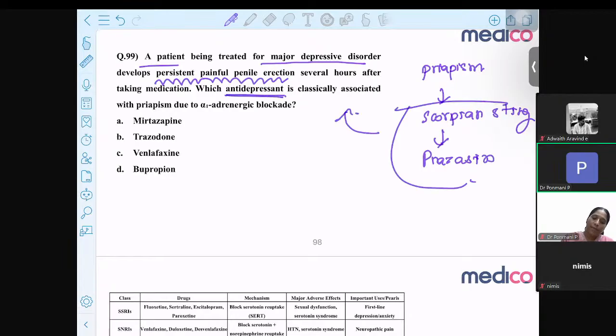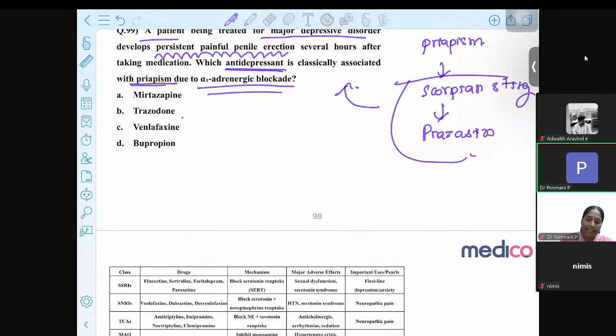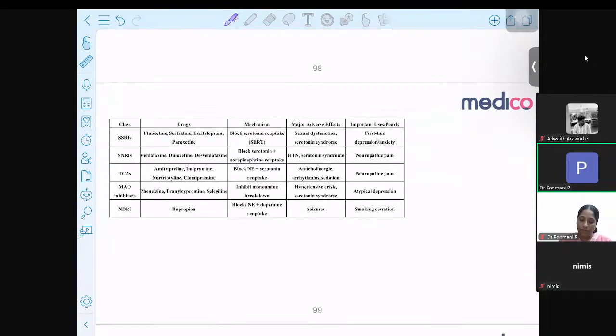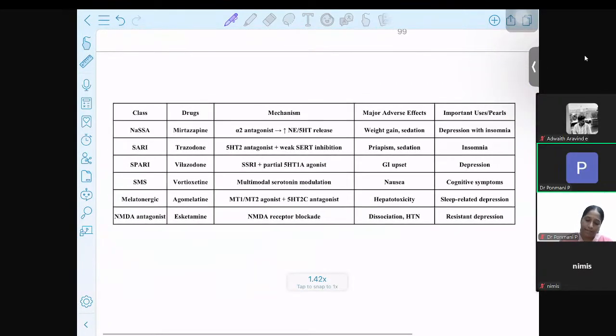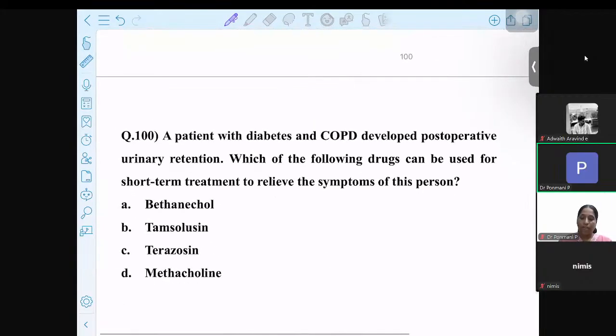So which antidepressant is associated with this priapism due to alpha-1 blockade? Again, I'm giving you a list. Among these, trazodone is the antidepressant which causes this priapism. Trazodone is a 5-HT2 antagonist. In addition, it also has an alpha-blocking action, which is responsible for the development of priapism. So this is a significant point which is not associated with any other antidepressant. Please note it.